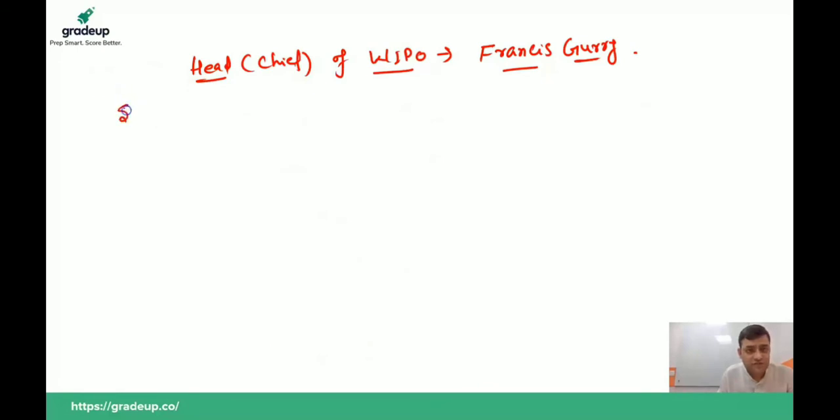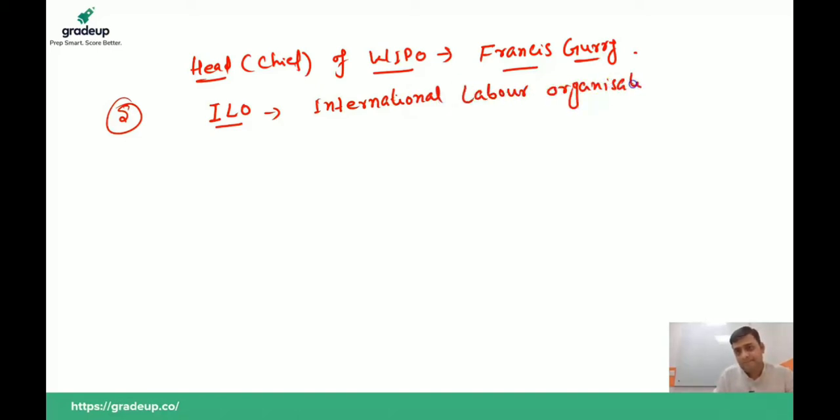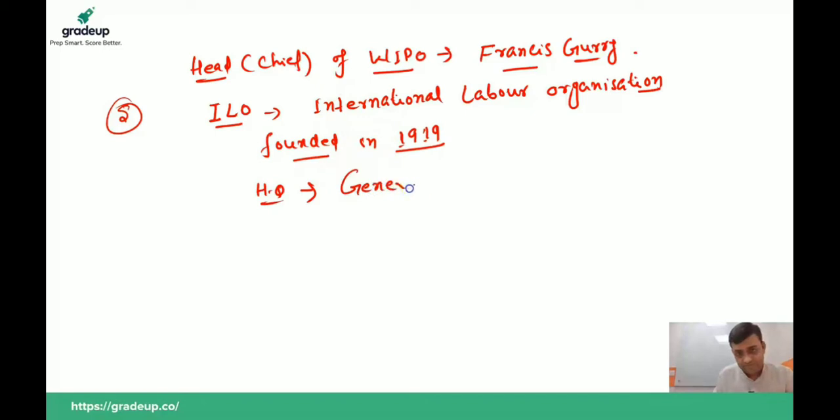Now come to the next organization. Next is the which one? ILO. This is the International Labor Organization. This is one of the most famous organizations under the United Nations. And this ILO was founded in 1919, where India was under the British rule. And this 1919 is also known in Indian history for the Montagu-Chelmsford Report. This is headquartered again at the same place, Geneva, Switzerland.